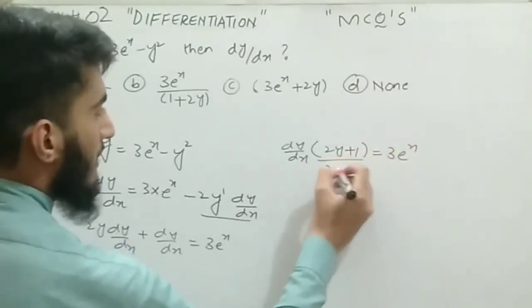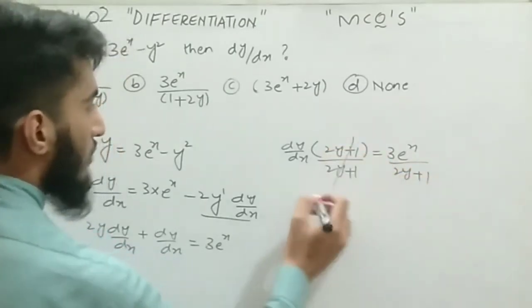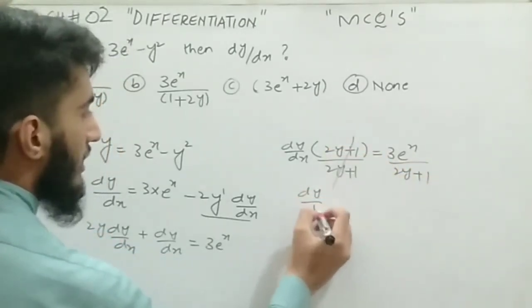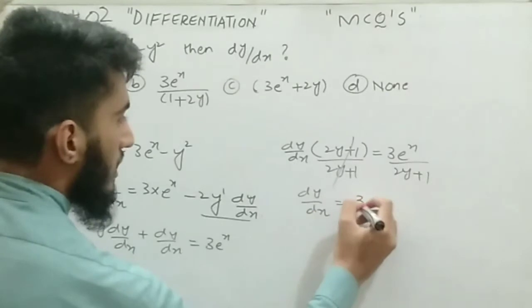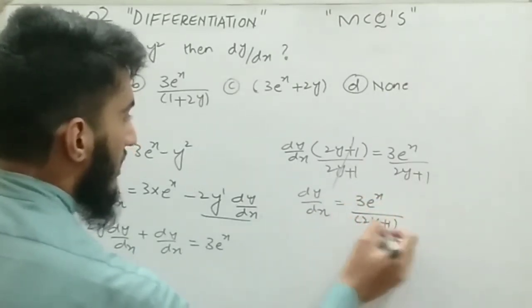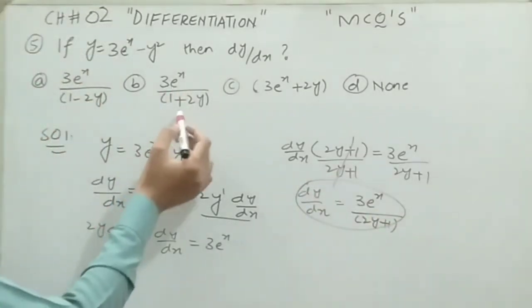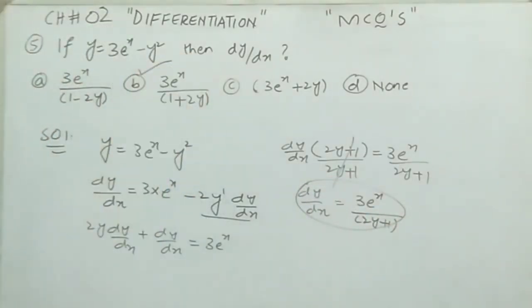Now divide by 2y plus 1 on both sides. So 2y plus 1 will cancel out with each other. So we are left with dy by dx will be equal to 3e raised to the power x divided by 2y plus 1. So this is actually our required derivative: 3e raised to the power x divided by 1 plus 2y. Option number B is the correct option.